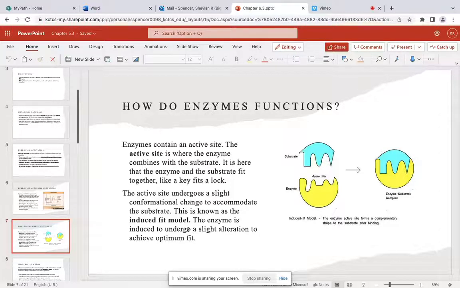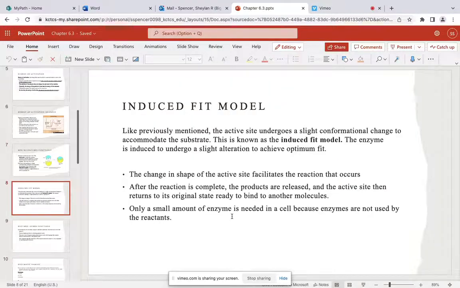The induced fit model is simply the active site undergoes a slight conformational change to accommodate the substrate. So essentially, it's just changing its shape, therefore, it can bind more substrate. The induced fit model, like we previously mentioned, the active site undergoes a slight conformational change to accommodate the substrate. So the change in the shape is what causes the reaction to occur.